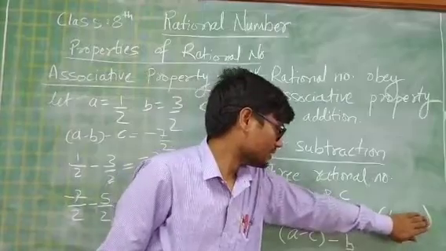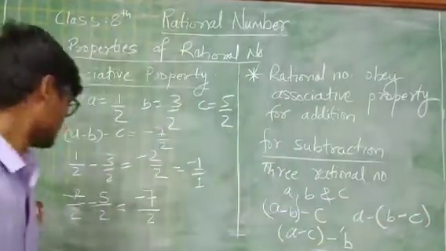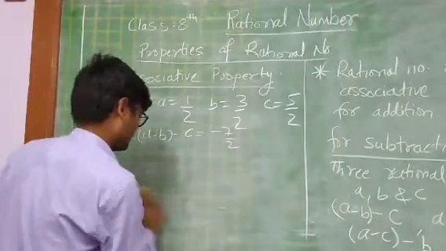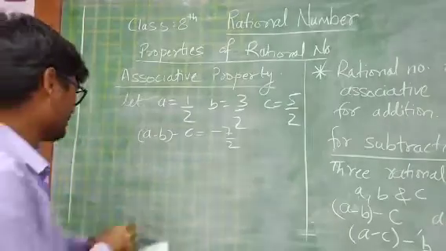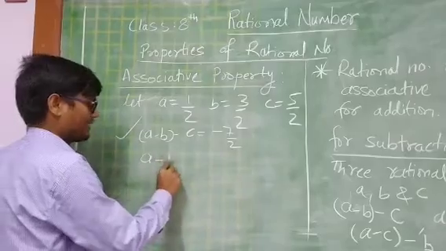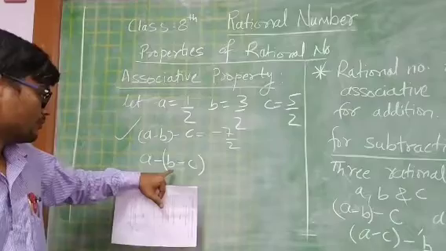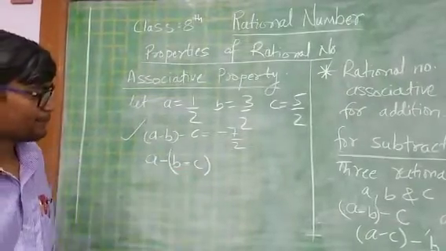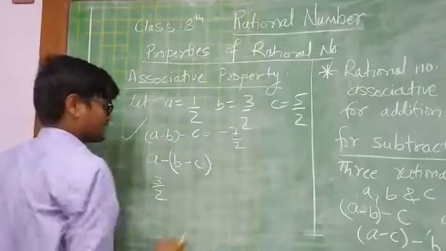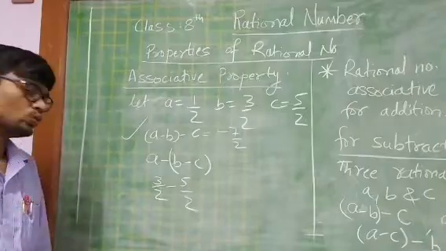Now let us verify the second expression where we will first subtract C from B and then this result will be subtracted from A. So let us verify. First expression we have verified. Now the next expression which we are going to verify is A minus (B minus C). So from B we have to subtract C. B is 3 by 2 and C is 5 by 2.